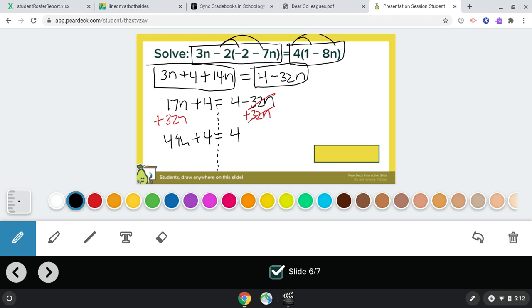So I may have copied the problem wrong. Maybe you got this one right when you checked your answer. Let's have a look. Subtract 4. Oh no, that's right. Subtract 4 right here, and that's how we're going to get 0. So we get 49n equals 0. Then we divide both sides by 49. They cancel out, and you get 0. 0 divided by anything is 0. So n equals 0.